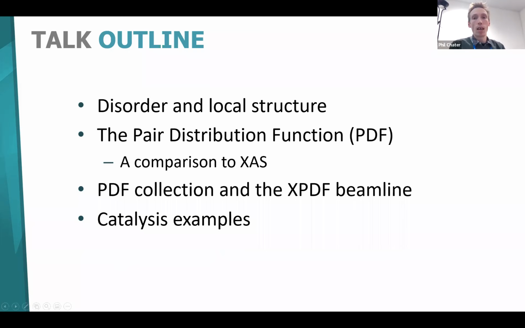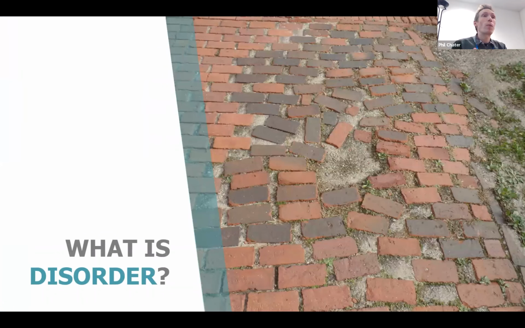And I'll go through some examples within the field of catalysis where the PDF has been applied in the literature. So first off, in terms of what is disorder, when people think of disorder, they tend to think of something that's just completely random, and that's not necessarily the case. More often than not, what we're talking about is systems that are disordered but have elements of order within them. And what do we mean by that?